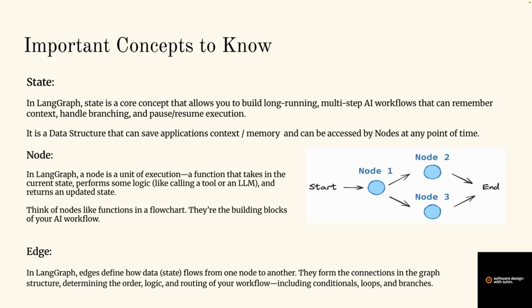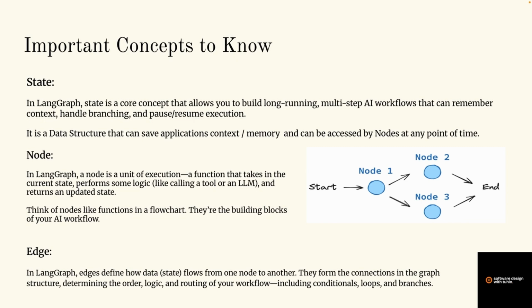A few important concepts before going into the implementation. Three things we need to know: state, node, and edges. So what is a state? In LangGraph, state is a core concept that allows you to build long-running, multi-step AI workflows that can remember context, handle branching, and pause or resume execution. It is nothing but a data structure that can save application memory and can be accessed by nodes at any point of time.